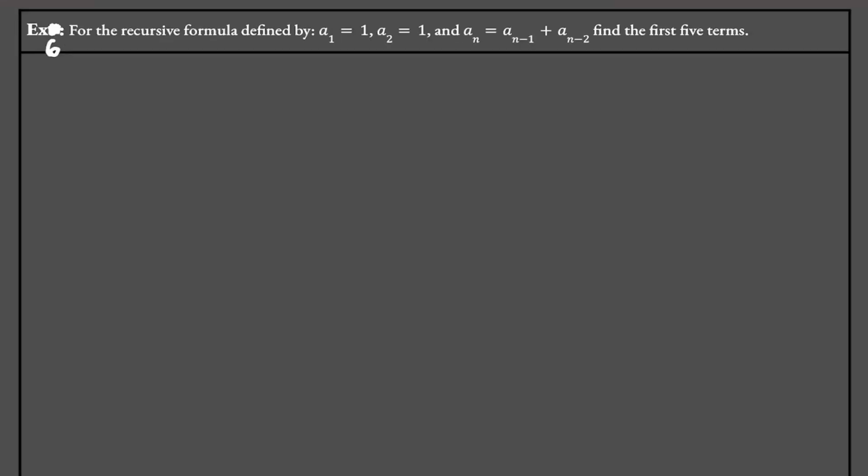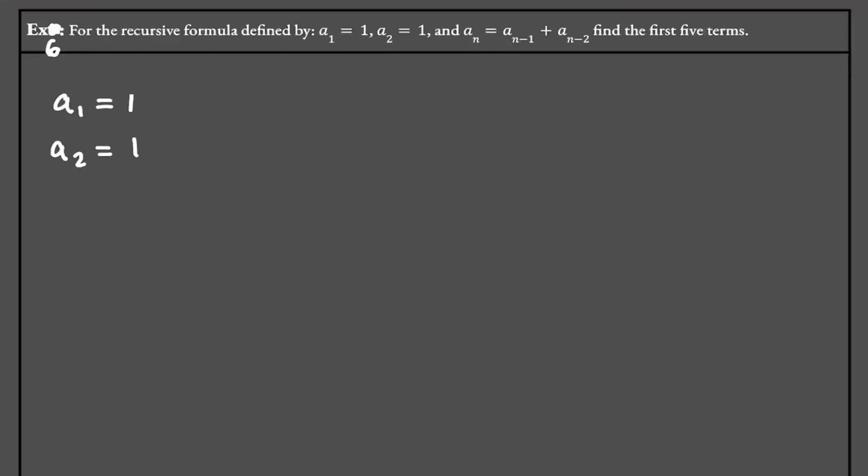For our last problem, example 6 says for the recursive formula defined by a sub 1 equals 1, a sub 2 equals 1, and a sub n equals a sub n minus 1 plus a sub n minus 2, we're asked to find the first 5 terms. So let's start off with the terms that they give us. They're telling us a sub 1 equals 1. That's the first term. And we get that a sub 2 equals 1 as well. So those are the first 2 terms.